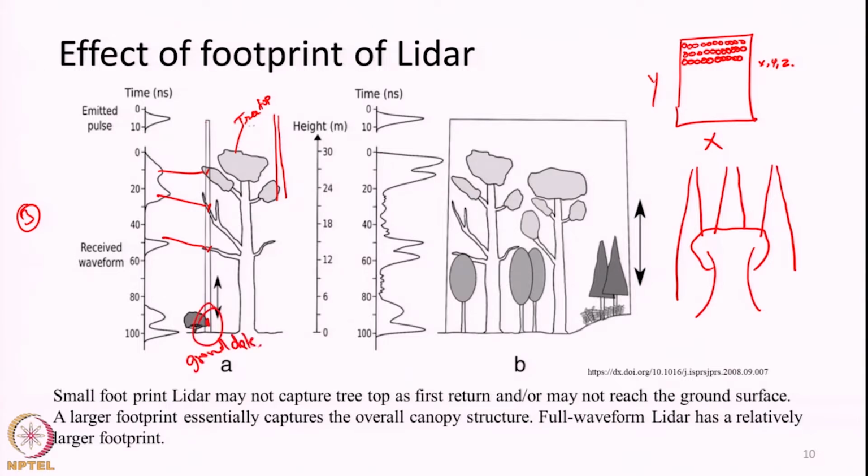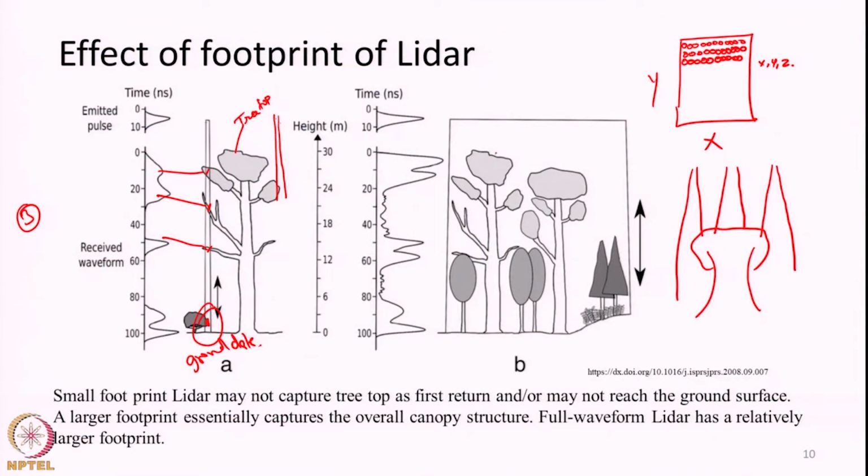So because of the small footprint, we are actually missing the tree top, because the first footprint is here and the second footprint is here, missing the tree top. And also, being a discrete return, we are also missing the ground. So all these things, being a discrete system or having a small footprint, are going to change the way in which we collect information about the ground.